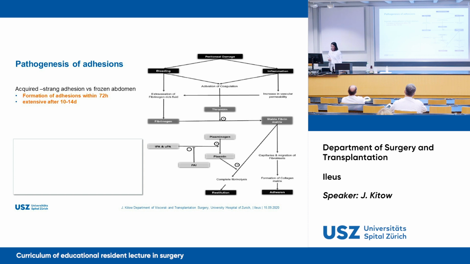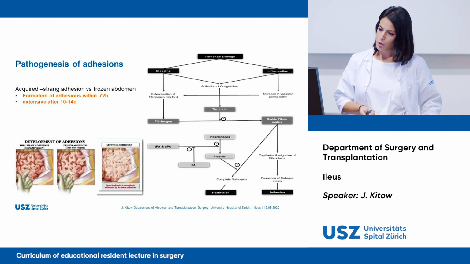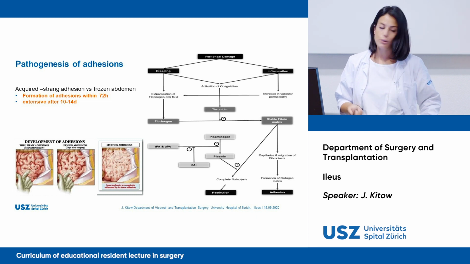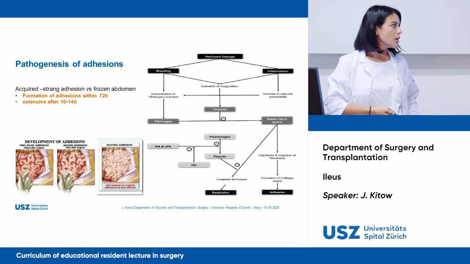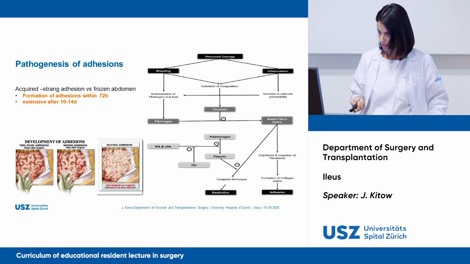So adhesions are acquired and have various forms, as I said before, and the formation begins shortly after surgery within the first hours and will be most extensive after 10 to 14 days. And the most extreme form of adhesions are those matting adhesions, which are found between every bowel loop, and therefore the surgery is very complicated afterwards.